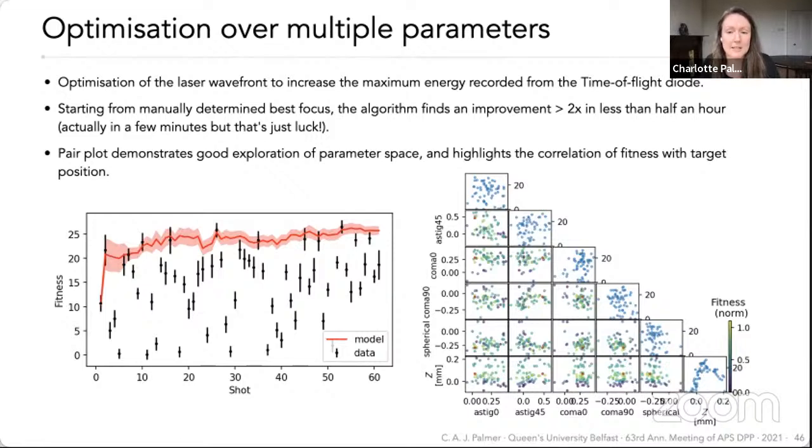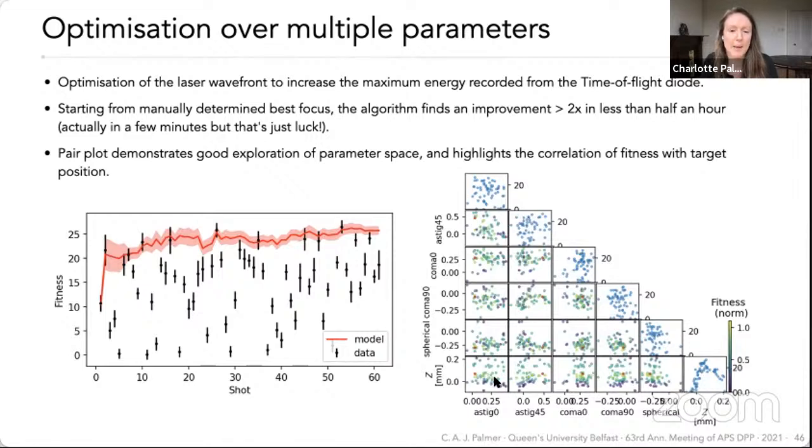So in this case, this 5-parameter optimization shows a better than 2 times increase over where we were originally at best focus. And in this case, it was actually very rapid. I think that's just luck in our initial first 5 points, which are randomly selected. And it just happened to find something really good straight away. But it gives an example of how the model can optimize. And also, in this sense, it was robustly exploring the parameter space.